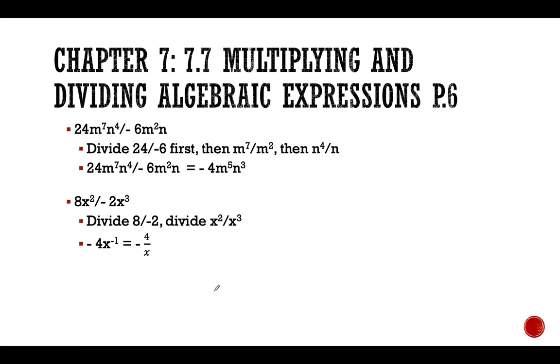Now let's do 8x squared divided by negative 2x cubed. First, divide 8 by negative 2, that's negative 4. Now divide x squared by x cubed, and that equals x to the 2 minus 3, which is x to the negative 1. So we need to move that x to the denominator, and our answer is negative 4 over x to the positive 1.